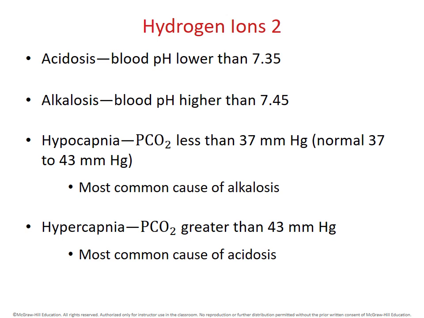And hypercapnia, of course, would be associated with acidosis because, again, increased levels of CO2 lead to greater carbonic acid, which leads to more hydrogen ions, acidosis. And as you can see here, hypercapnia is the most common cause of acidosis. And then hypocapnia would be lower than normal PCO2 levels, partial pressure carbon dioxide levels. Anything less than 37 would be considered hypocapnia, and that tends to be associated with alkalosis.